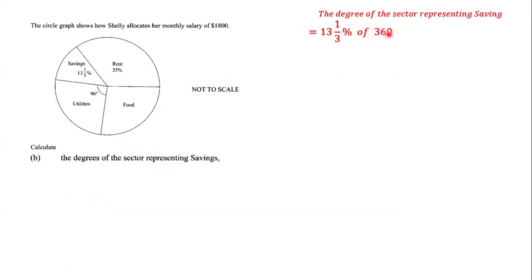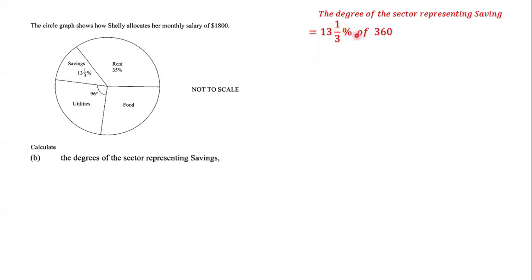The reason why we're using 360 is because angles around a point add up to 360 degrees. We know that one revolution is 360 degrees, and we know that angles in a circle add up to 360 degrees. So we have to say 13.33% of 360.